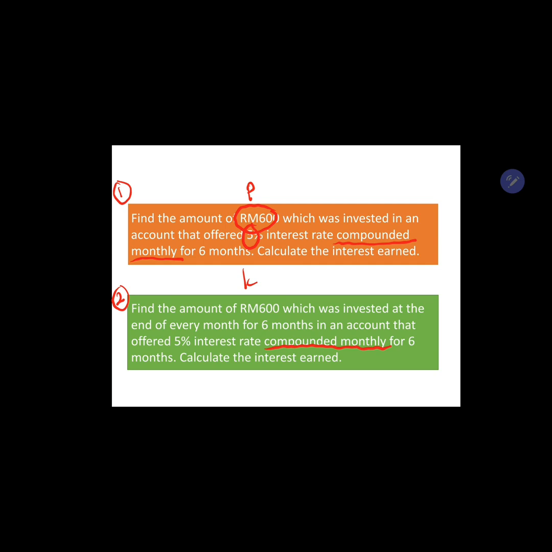So what's the difference between these two? Can you identify any differences? The first question has 5% interest rate compounded monthly for 6 months. The second also has 5% compounded monthly for 6 months, but it states that 600 ringgit was invested at the end of every month. It looks like the same question, but the difference is here: in the first, only 600 is invested, while in the second, 600 is invested at the end of every month.